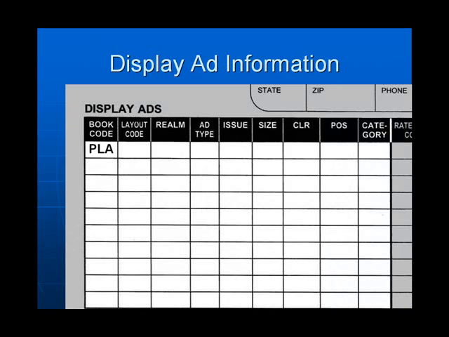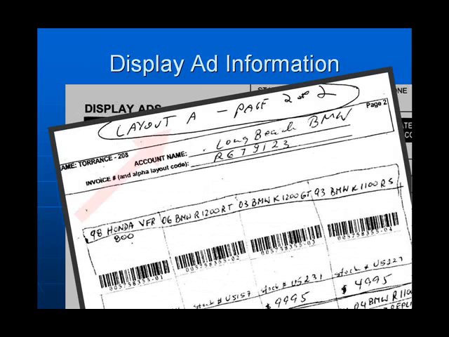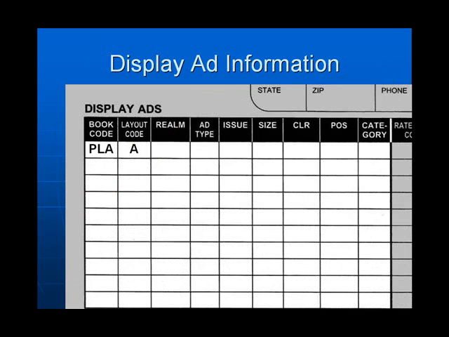Be sure you enter the correct book code. Each display ad layout requires a separate layout code starting with the letter A. If an identical ad will be running in several books, you should use the same layout code. Otherwise, additional layouts should be given the letters B, C, and so forth. To reduce chances of confusion, you should mark each page of the display layout with the same letter. Enter the realm of the book.